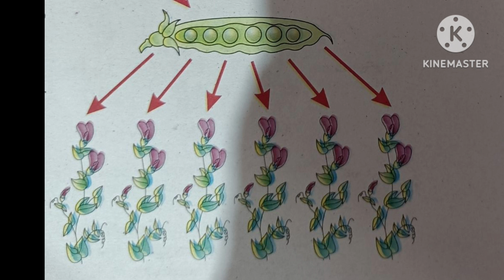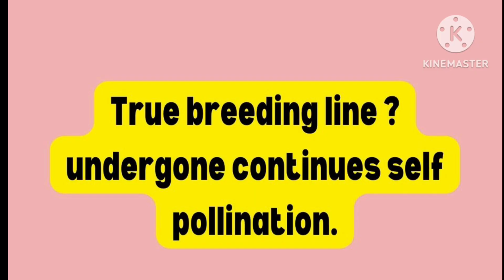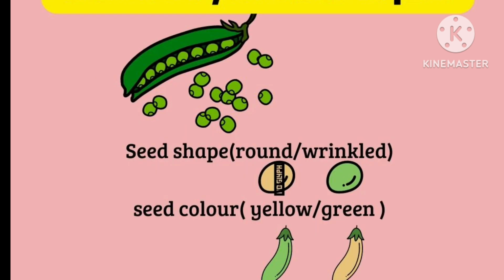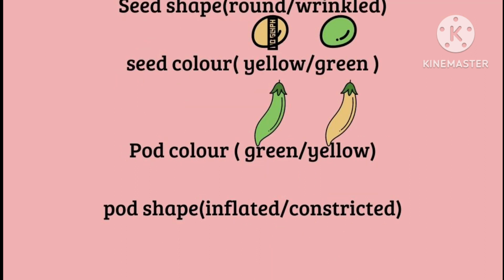He conducted cross-pollination or artificial pollination experiments using several true breeding pea lines. A true breeding line is one that has undergone continuous self-pollination, which shows stable trait inheritance and expression for several generations. He selected 14 true breeding plants, in pairs which were similar except for one character with contrasting traits. Some of the contrasting traits selected were smooth and wrinkled seeds, yellow and green seeds, inflated and constricted green or yellow pods, and tall and dwarf plants.